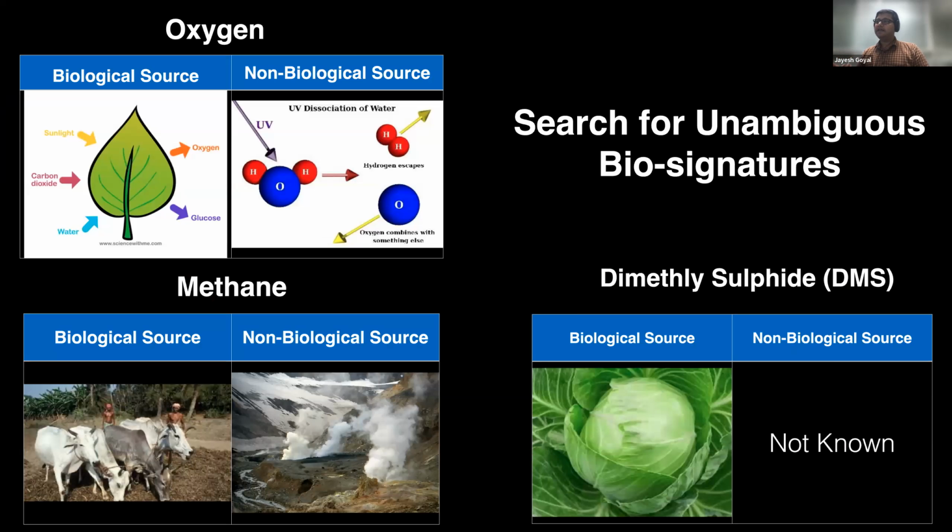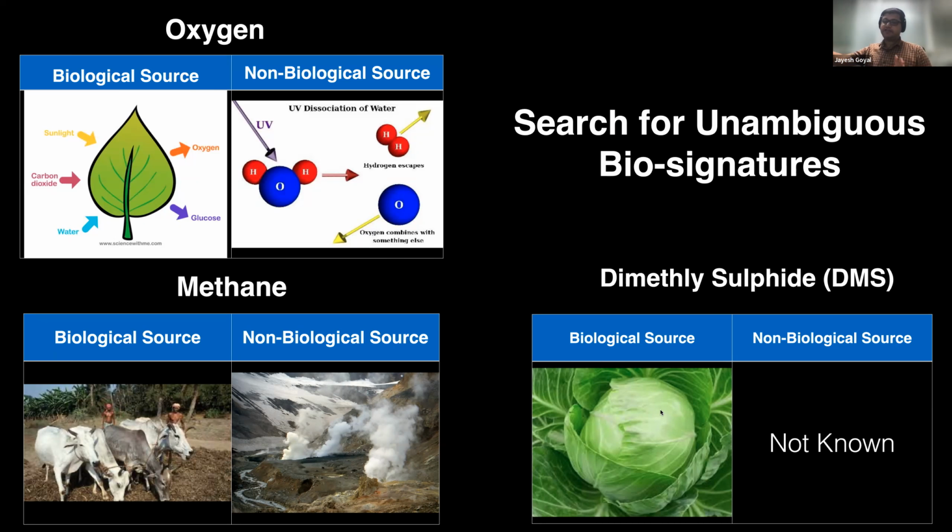The final thing is searching for unambiguous biosignatures. When you do atmospheric characterization, the important step is, can you characterize these planets accurately, and can you detect biosignatures if you want to detect the presence of life? First you have to determine what are unambiguous biosignatures. For example, I'm showing you oxygen. Oxygen has a biological source on Earth, but it has non-biological sources also. By dissociation of water by UV, you can produce oxygen. And methane has biological sources, like the cows and the paddy fields that I'm showing in the figure. But there are non-biological sources also, like volcanoes. So you cannot say that these are definitive biosignatures.